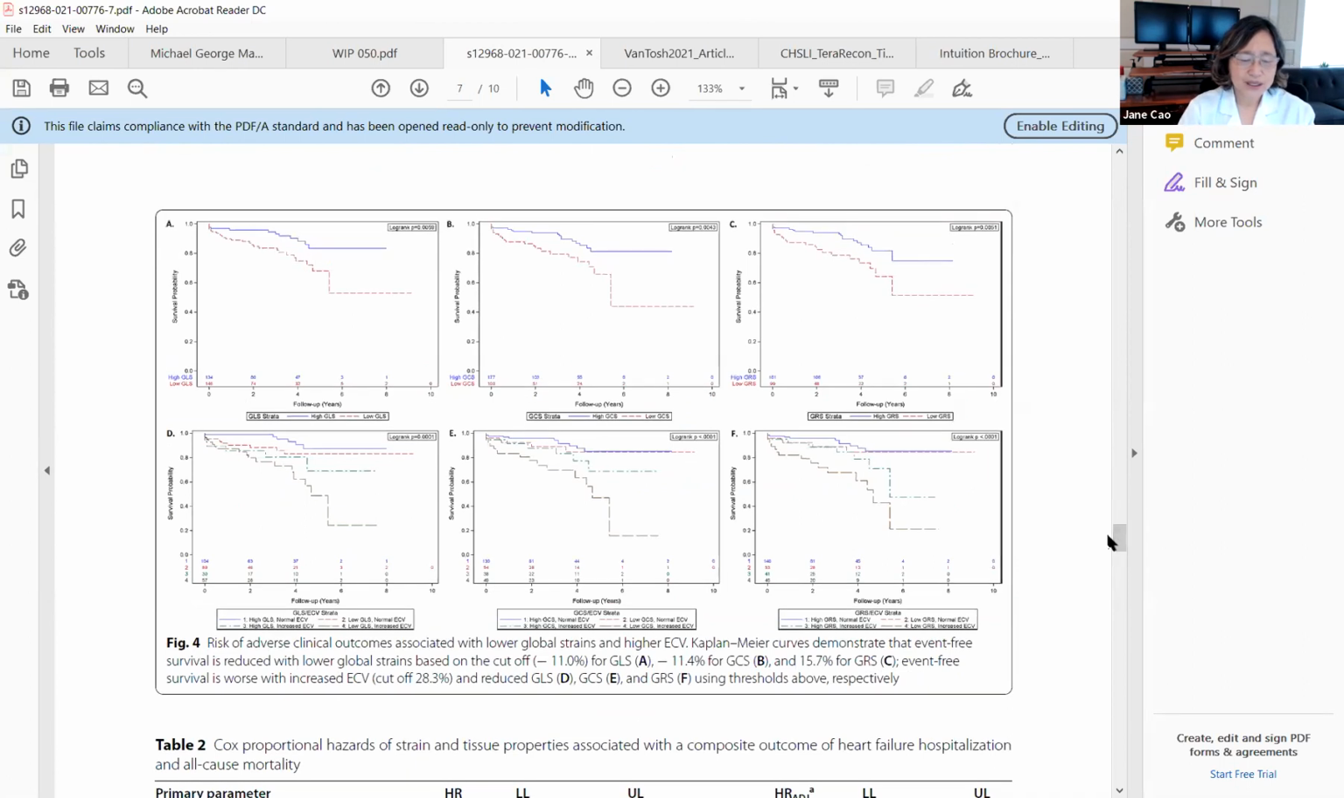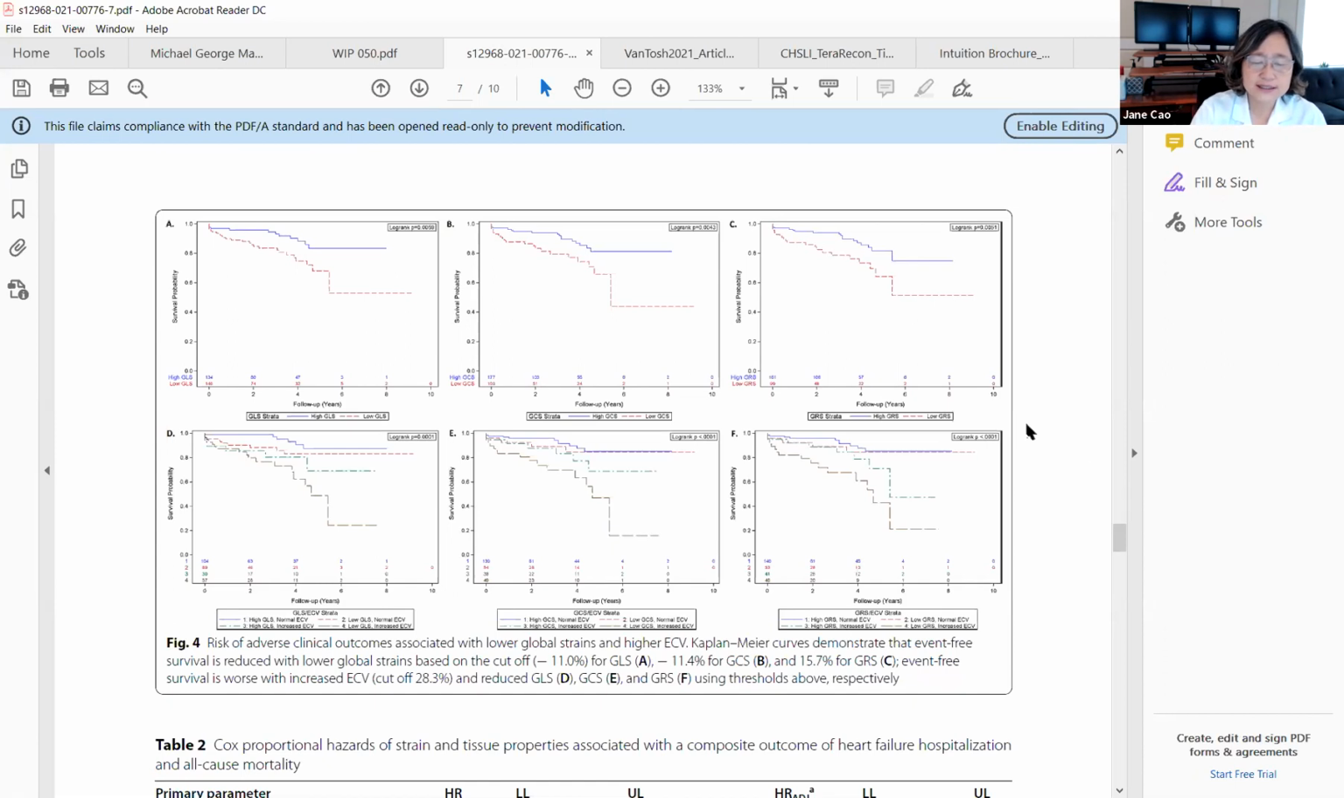So next we look at the outcome data. We followed those patients on average for 31 months, but some we followed as long as 9 years. During this period, 41 events occurred. Of those, 37 were hospitalizations for heart failure and 4 were deaths.